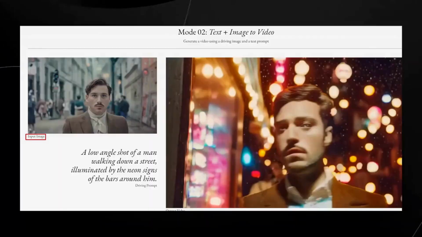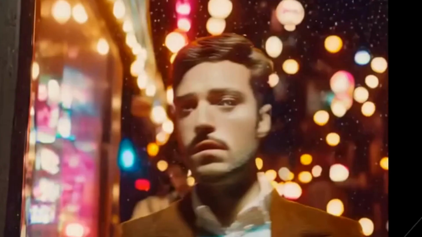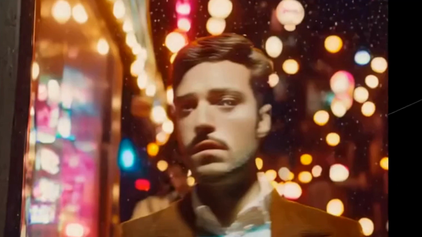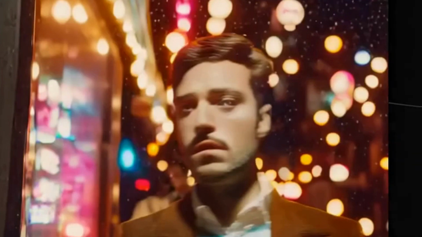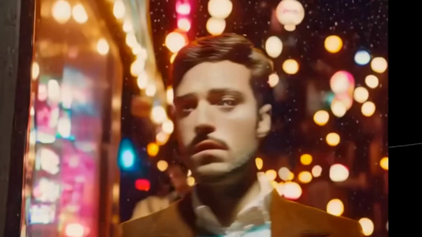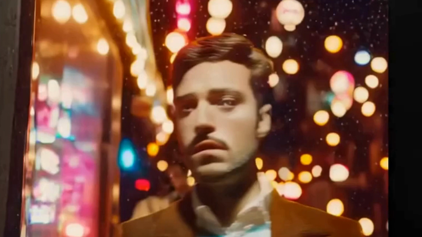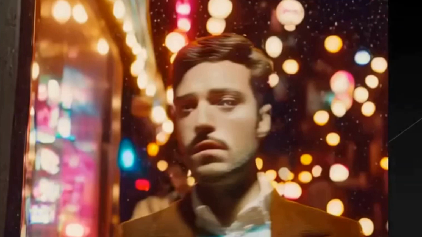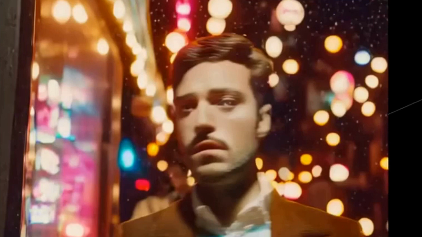So for example, let's take a look at this right here. You can all see that this of course is the driving image, and of course essentially what happens here is that this was given the prompt of a low angle shot of a man walking down a street illuminated by the neon signs of the bars around him. And essentially what's good about this is that of course if you want to prompt this in a certain way or you want a certain style, you can actually use that image in order to craft that story, which does make this in some aspects much more effective.